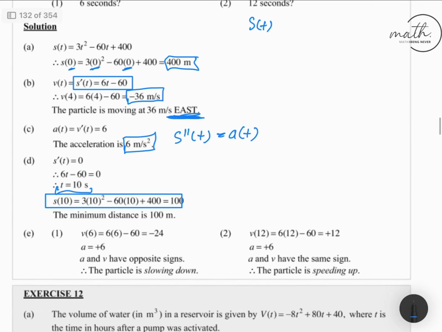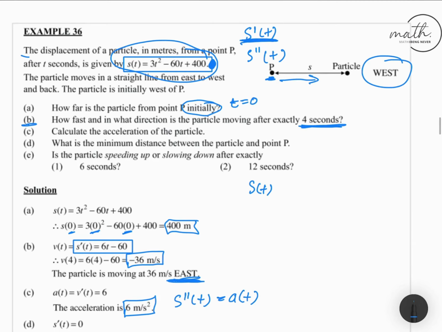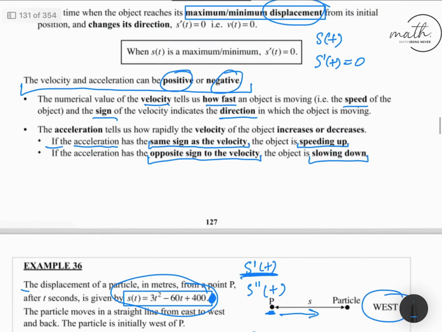E, is the particle speeding up or slowing down? This is where you go back to this part. There are 2 parts. Speeding up, slowing down. Speeding up, they have to have the same sign, velocity and acceleration. Slowing down, different signs or opposite signs. Let's see.